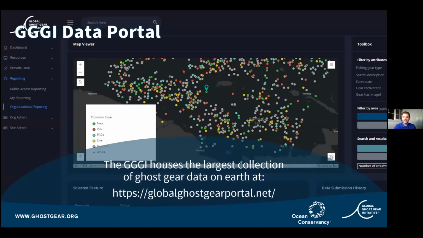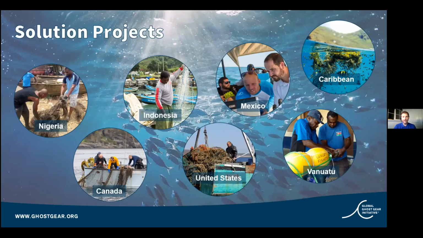The GGI has the largest collection of ghost gear records on Earth in our global data portal, where we encourage NGOs, seafood companies, anybody who has access to those data sets, marine debris collection organizations, to submit data as a one-stop shop for all things ghost gear data related, so that there's one place that everyone can go to get raw data and use that for research purposes. I can go into a little bit more detail about that later if anyone's interested.